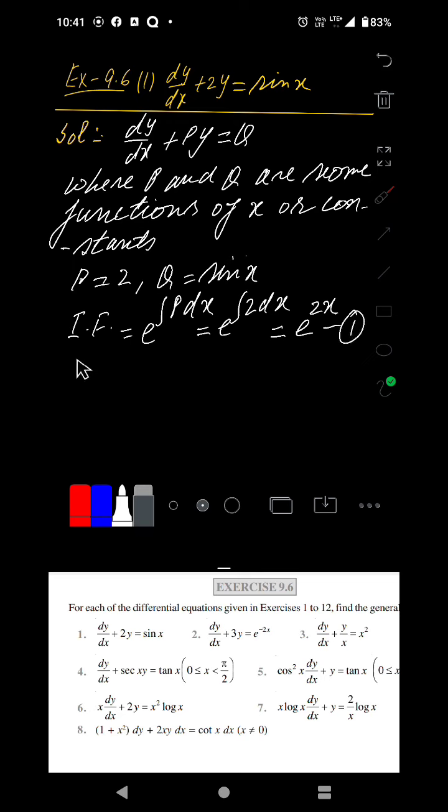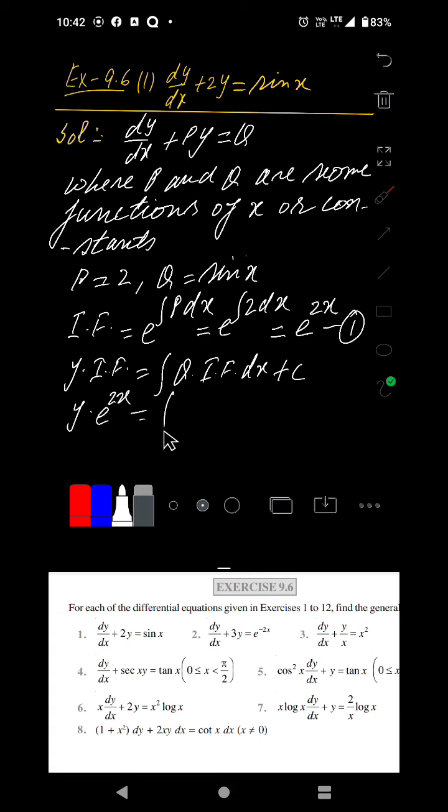Now, since the given differential equation is a linear differential equation, its solution is given by y into integrating factor is equal to integral q into integrating factor dx plus c. Substituting the value of integrating factor and the value of q, y into integrating factor is e raised to the power 2x from equation number 1. So e raised to the power 2x is equal to integral of sine x into e raised to the power 2x dx plus c. Let it be equation number 2.